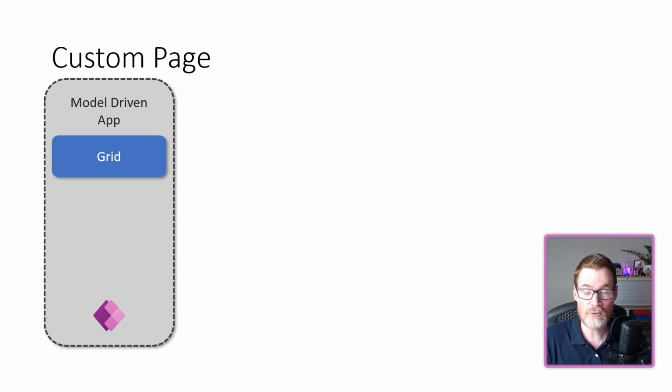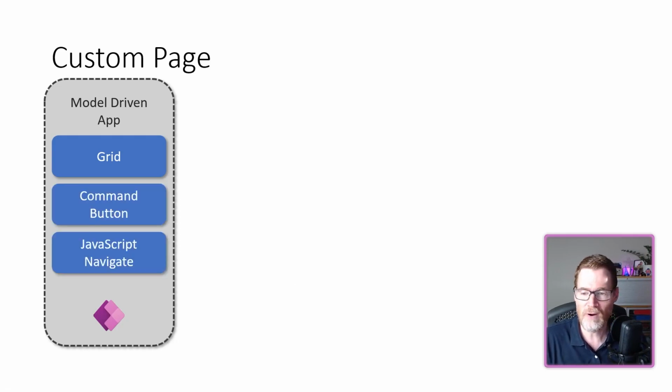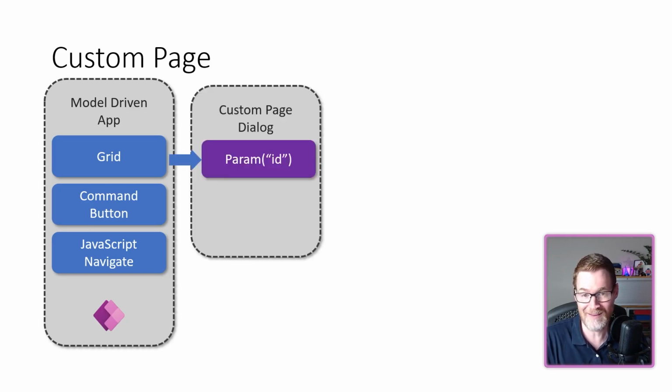Another option is to use a custom page to run a single flow, passing in a list of multiple records. And we do this quite easily from a grid using a little bit of JavaScript. So we would use a command button as we did before, and we'd have a JavaScript function that would accept, as we did before, a list or an array of all the selected items. And then this time, rather than making the call inside JavaScript, we're going to use the Navigate API to show a custom page as a dialog.